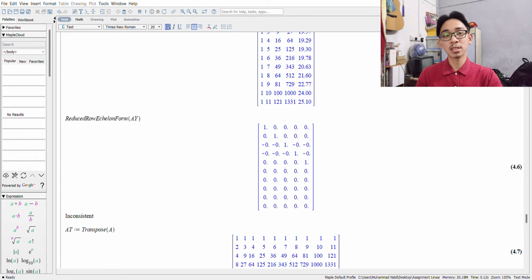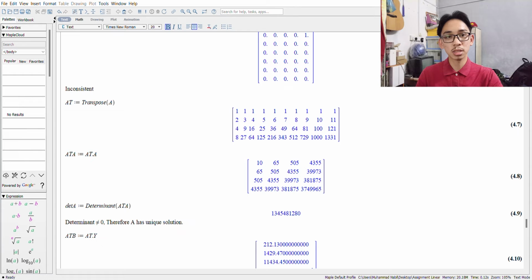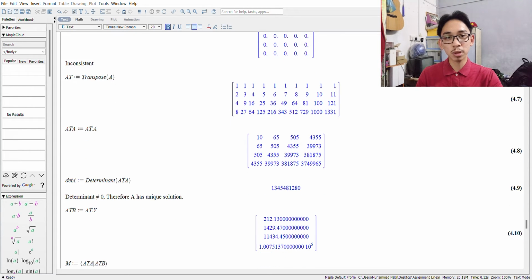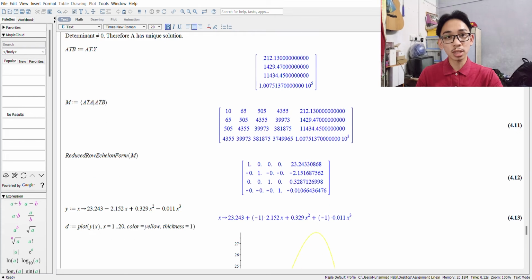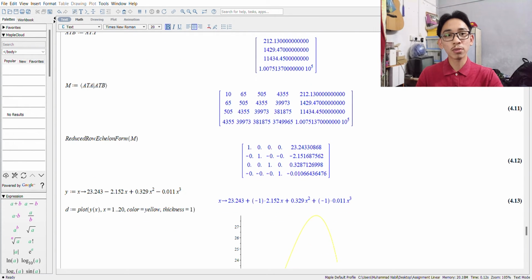The matrix indicates inconsistent. That's why we need to use the normal system. The determinant is not equal to 0, which shows A has a unique solution. And then we solve the matrix by using ERO, and then we obtain the function of the cubic equation, which is y equals 23.243 minus 2.152x plus 0.329x squared minus 0.011x cubed.